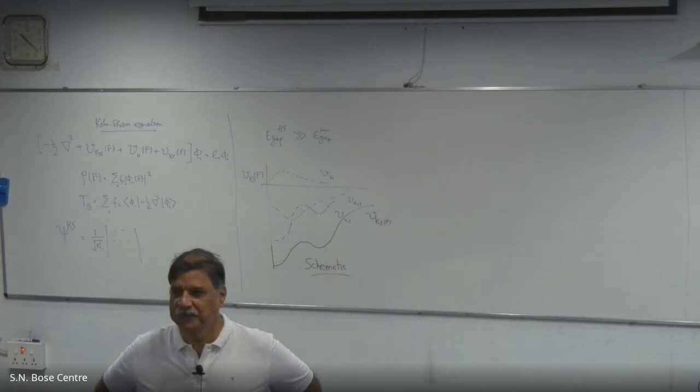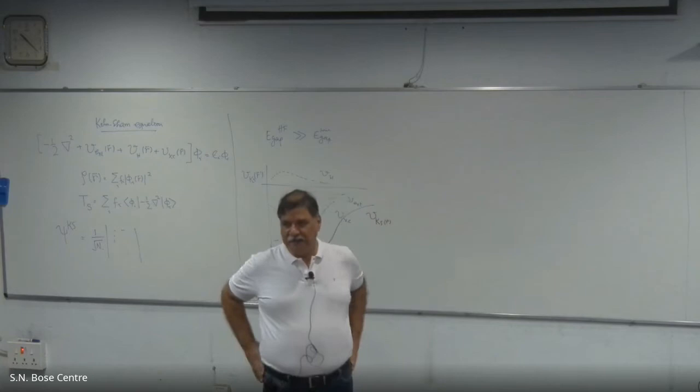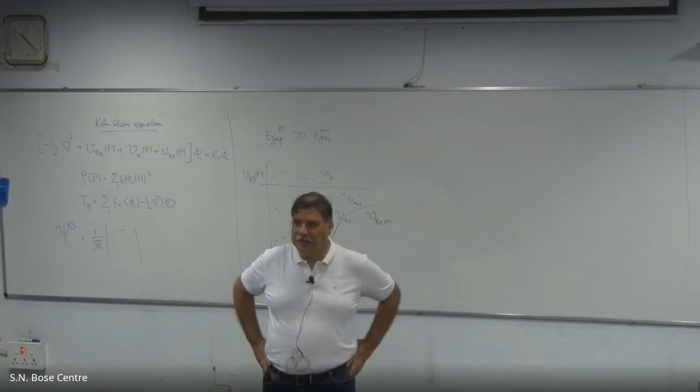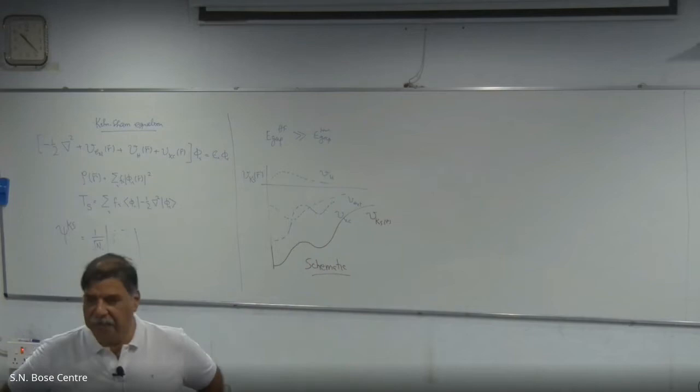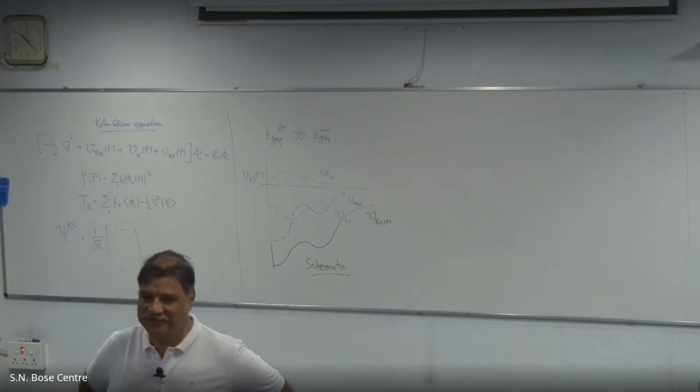Why don't you plot Vx approximately? Vx in Hartree-Fock will be Vx, the exchange potential. Try plotting it schematically. How would you plot it? What does Vx depend on? What is the argument inside Vx? Can you put it like this? Vx of r, r prime, a non-local potential.